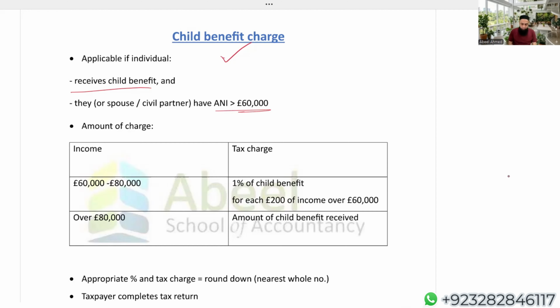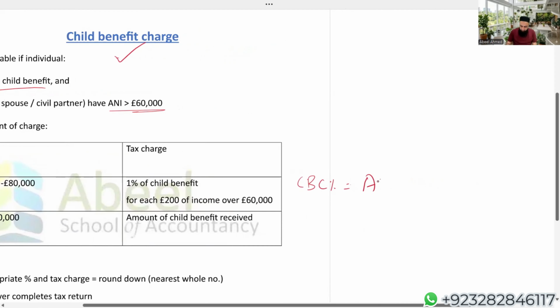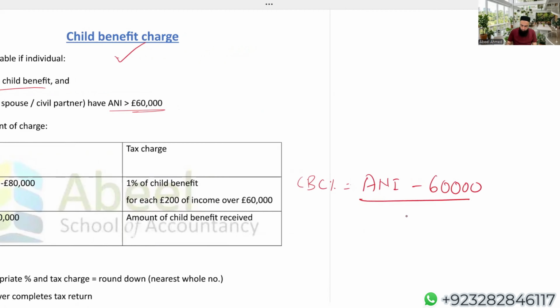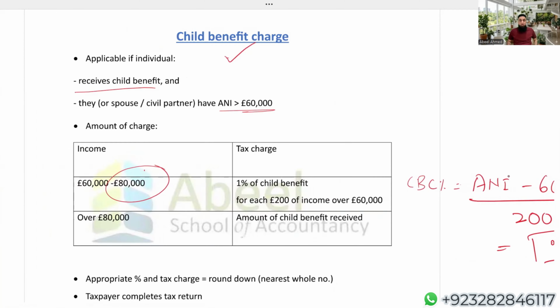How do we calculate child benefit charge? Basically, child benefit charge percentage is equal to ANI, adjusted net income, minus £60,000, divided by 200. Whatever comes, that will be a percentage. And always round down the percentage. Round down is the rule. But if adjusted net income is either £80,000 or more than that, then child benefit charge will be 100%.